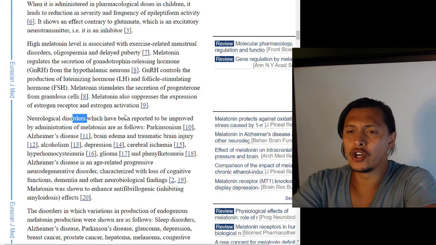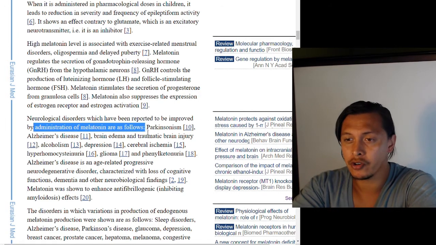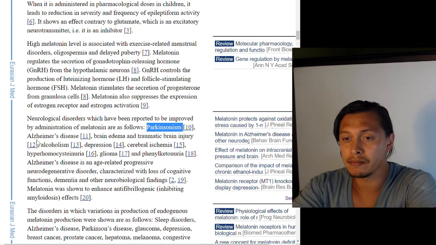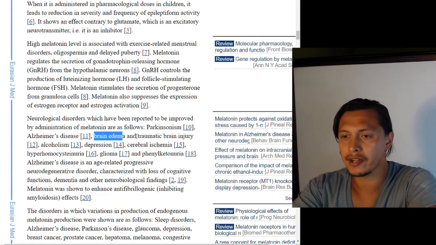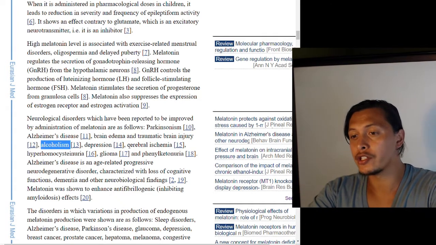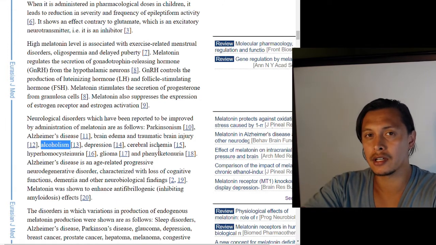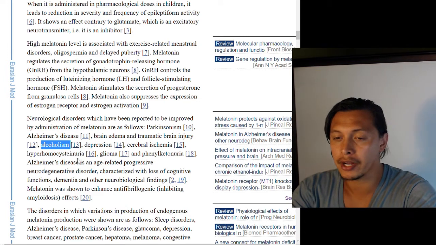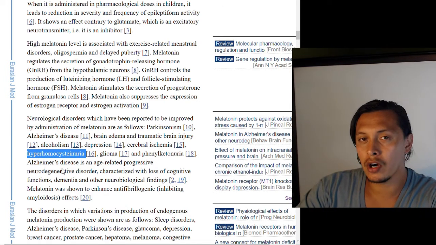So, neurological disorders which have been reported to be improved by administration of melatonin are as follows: Parkinsonism, Alzheimer's disease, brain edema, which is the swelling of the brain, and also traumatic brain injury, alcoholism, depression, cerebral ischemia, which would be like a stroke. This would be the cutting off of circulation from parts of the brain. There's hyperhomocysteinuria.